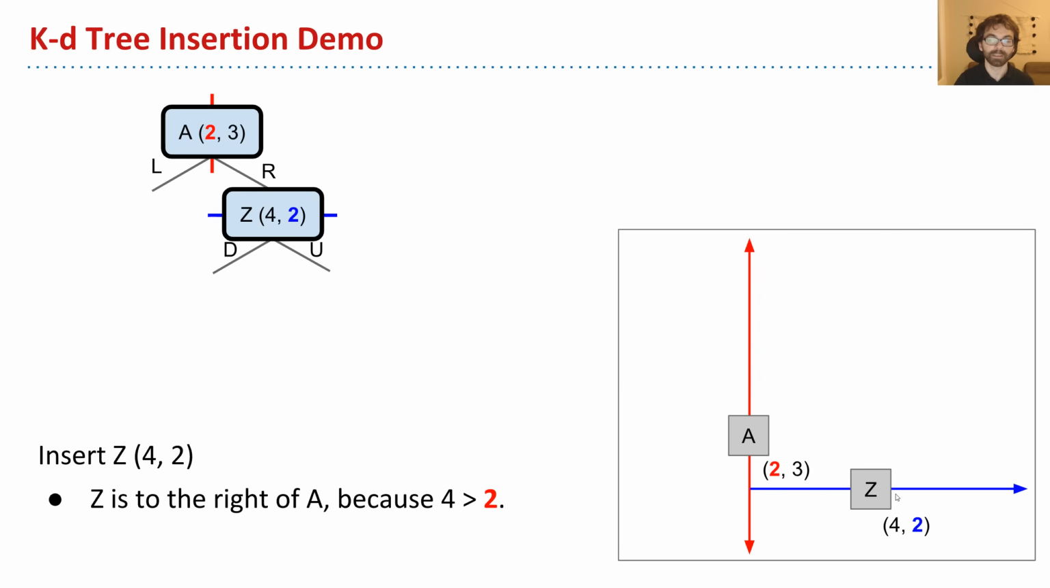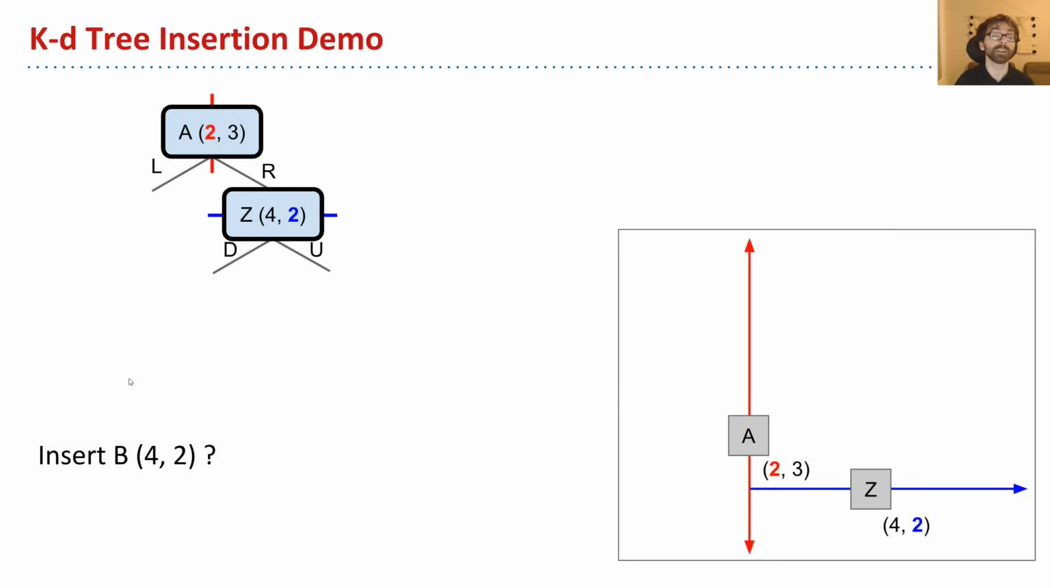Okay? Now at this point, because z is at depth 1, we're going to think of it as partitioning the space into the top and bottom. Okay? So here only the 2 matters in terms of the ordering. Right? The reason that z ended up to the right of a is because this value here, 4, was greater than 2.